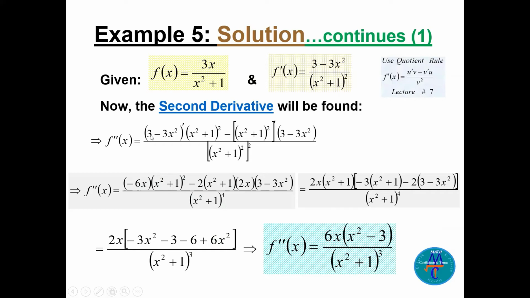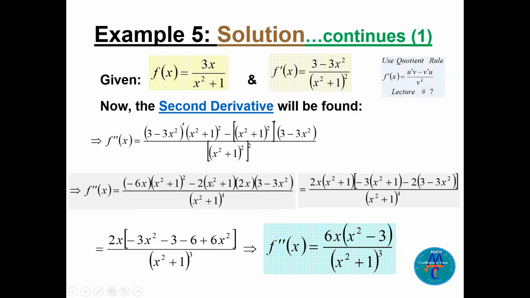Let's see here. Minus 6x, that's the derivative. Leave this one here. Now minus is there. This is 2 times (x squared plus 1), then 2 minus 1. So that's why we have x squared plus 1 times the derivative inside by chain rule. This is 2x times all this u, which is 3 minus 3x squared.